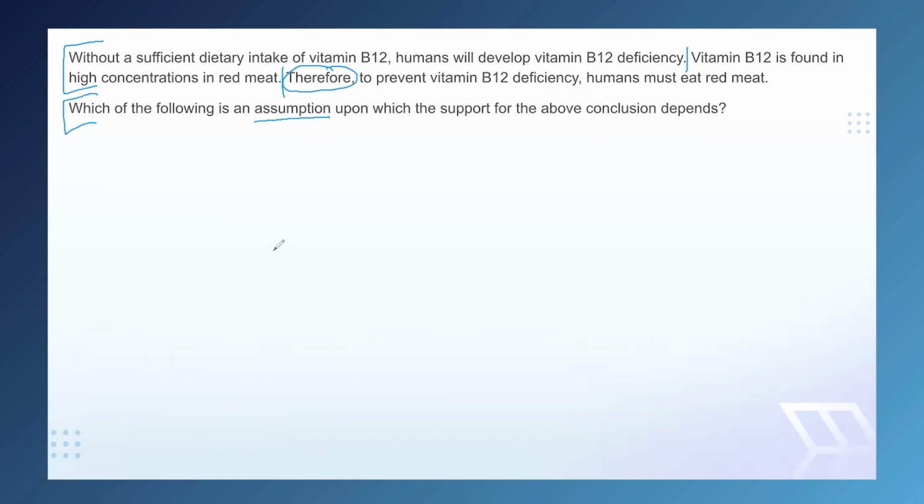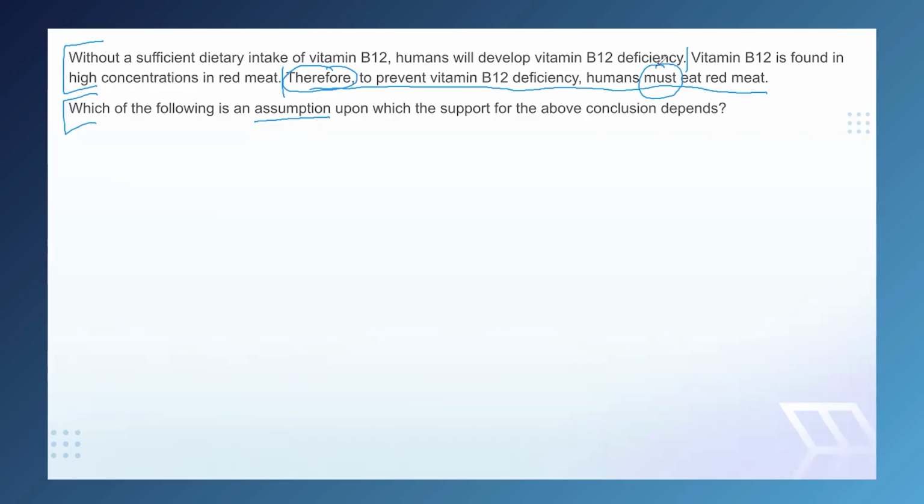Okay, therefore, to prevent vitamin B12 deficiency, humans must eat red meat. This is our conclusion. And as we know, it is flawed. So what makes this conclusion flawed? Well, something should jump out at us, and that something is the word must. In conclusions, in inferences, extreme language is one of our classic clues that our conclusion is going too far.